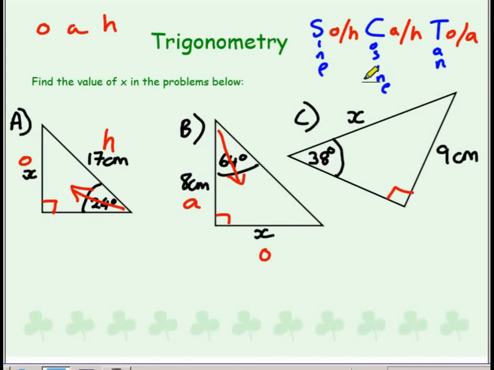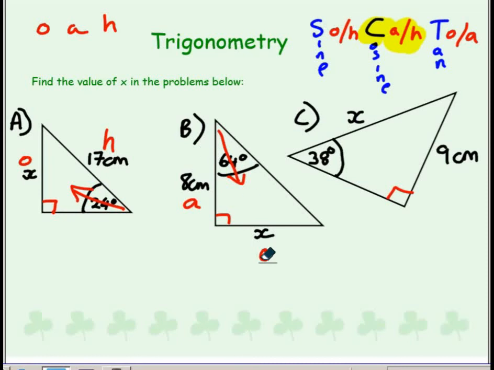Now, which trig ratio has A and H? Here we are. It's the cosine. So, that could be worth a mark, getting the right trig ratio. So the cosine of 64 degrees equals, oh, for pity's sake, what another mess up.